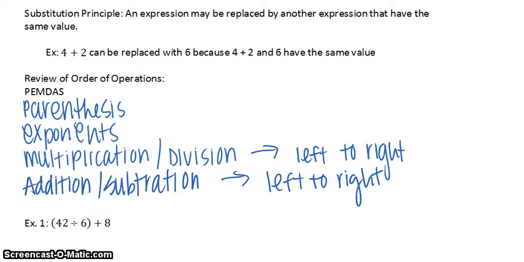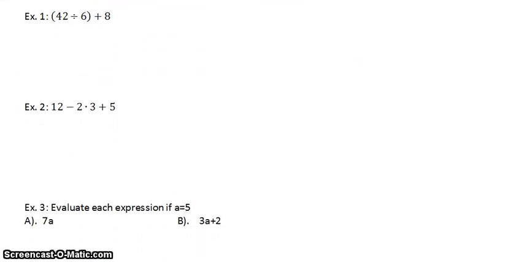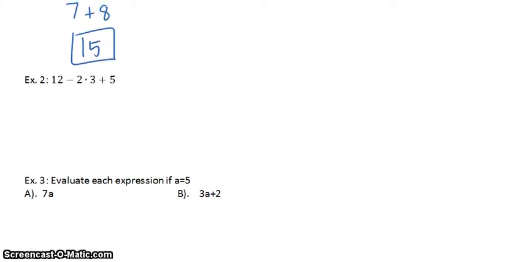So we're going to get into some examples. We have to work our way using order of operations. So we have to use parentheses first. What's 42 divided by 6? We have to simplify that. That is 7. Once we do whatever is inside the parentheses, the parentheses go away. So now it's just 7 plus 8, which is 15. That would be our answer. We're simplifying.